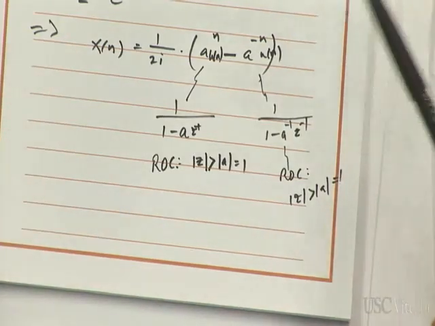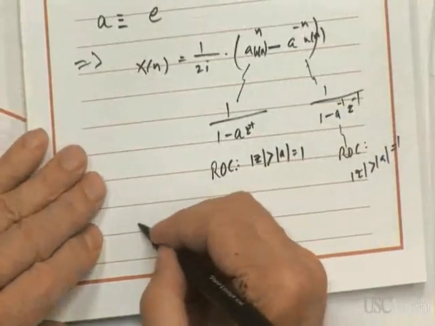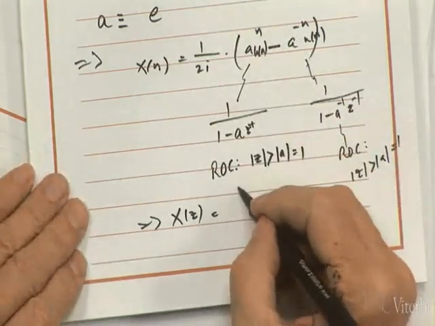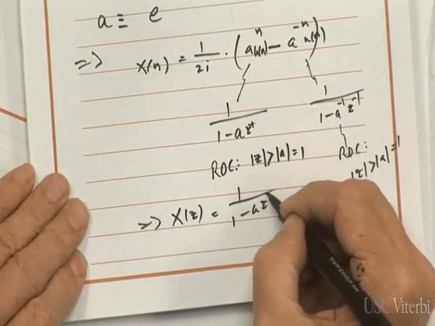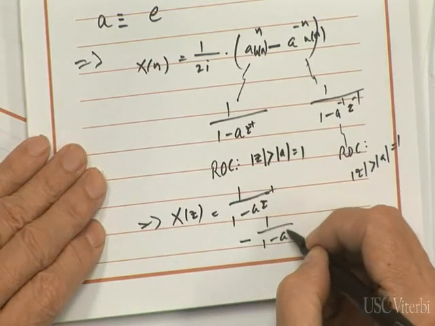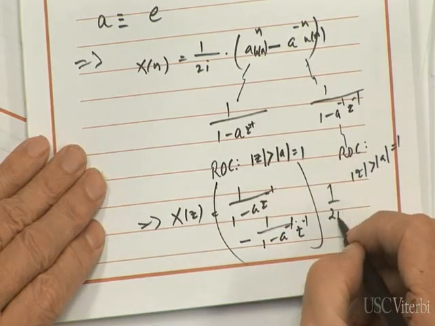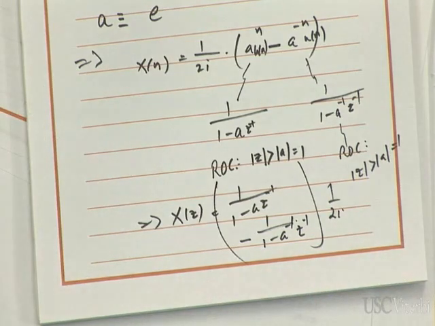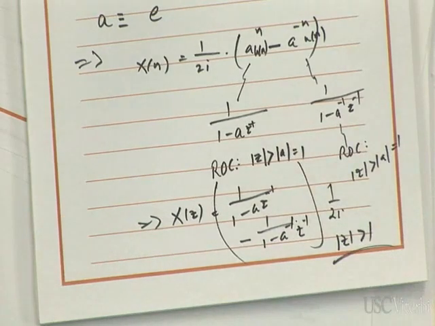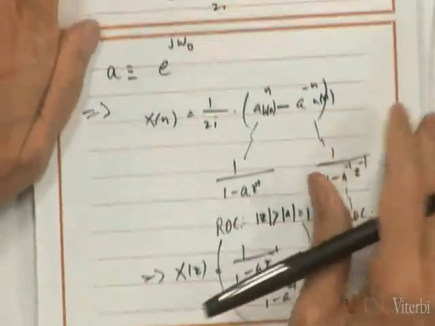So the ROC exists, which implies that X of z is equal to 1 over 1 minus a z inverse, minus 1 over 1 minus a inverse z inverse, and the whole thing is multiplied by 1 over 2j. So it does work, and the region of convergence is evidently |z| greater than 1. I thought it was going to work out to be this one less than 1 and that one greater, but no, because they're both right-sided.